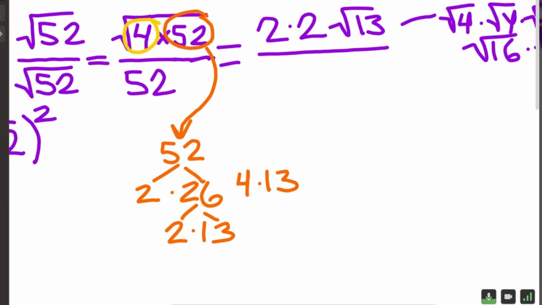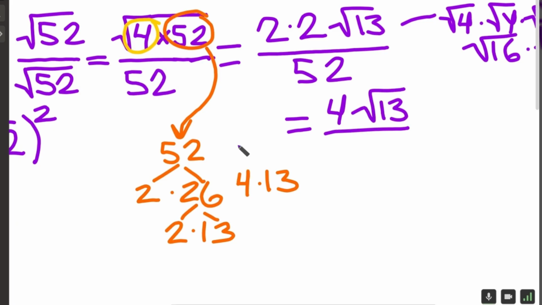Still have in the denominator 52. What does that equal? Well, that's going to be 2 times 2 is 4, square root of 13 over 52. Can we simplify this anymore? Yeah, top and bottom.